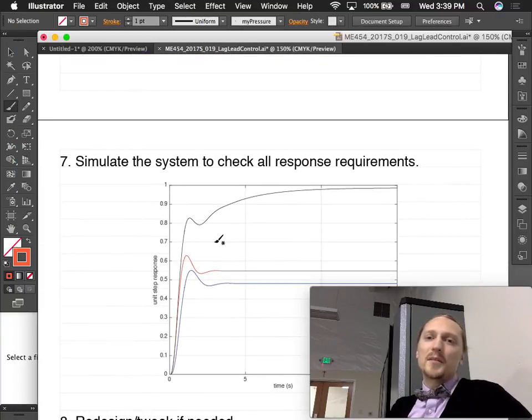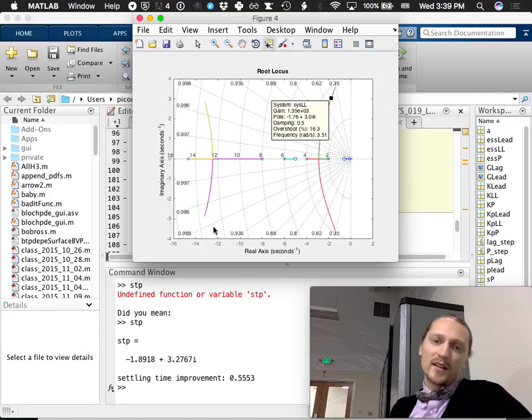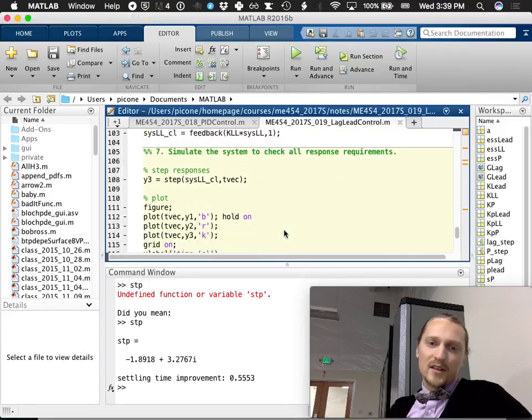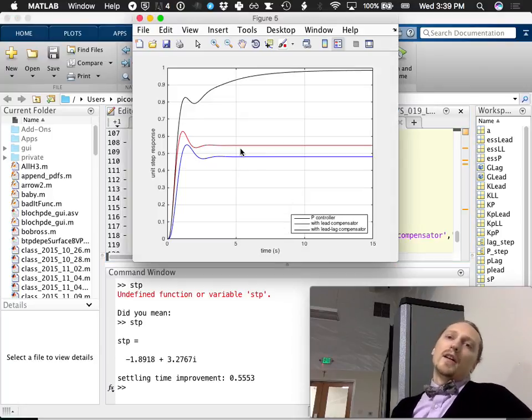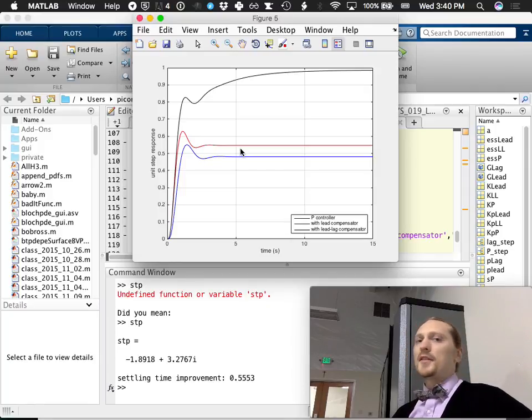So simulate the system to check all response requirements, and this is what comes out. Let's take a look at that. Boom. So questions that we have: Did our steady state error improve that much? Is our transient response still okay? Transient didn't change that much when we added the lag, but it did get a little slower, so we should probably reevaluate that. I don't really like how slow the lag is helping out here.